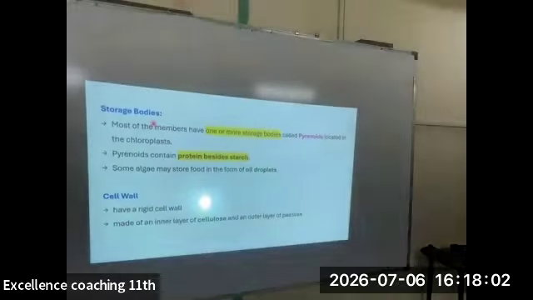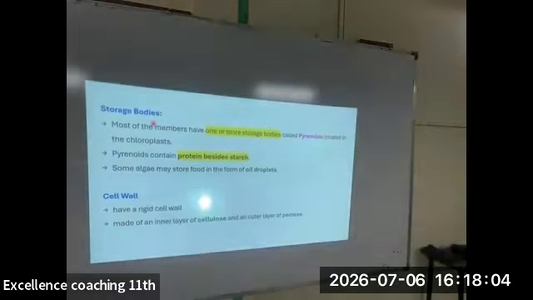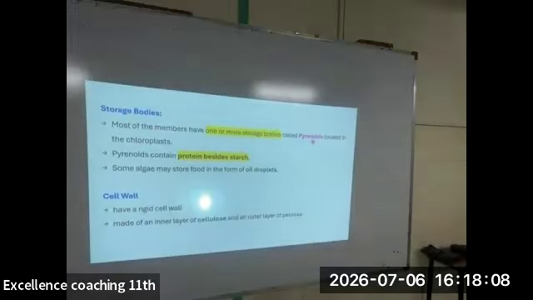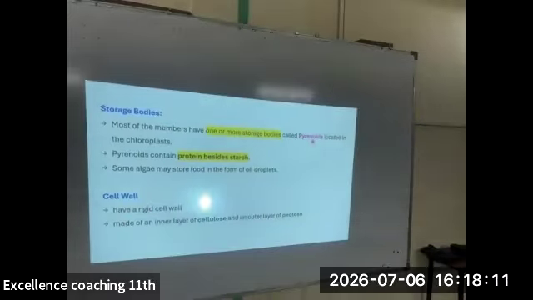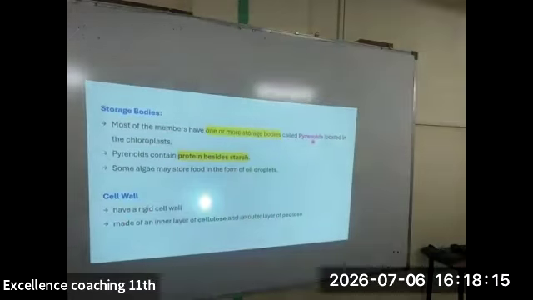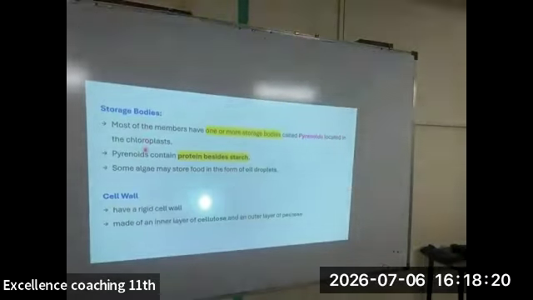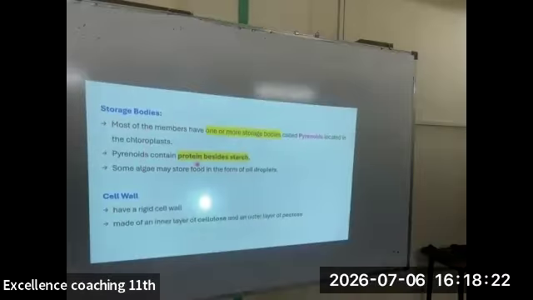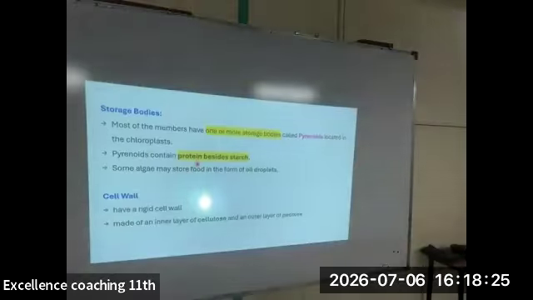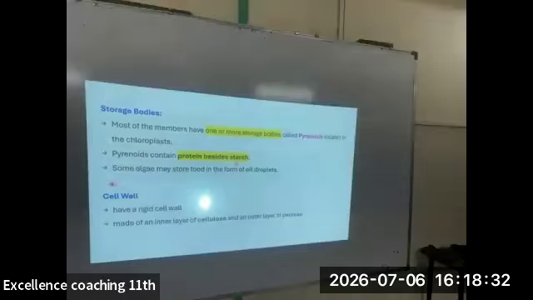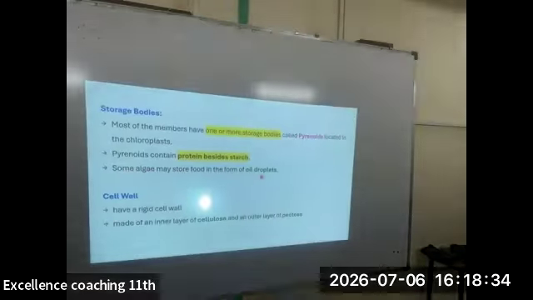Storage bodies: the food which they consume, in which form is it stored? It is stored in the form of pyrenoids. So the storage food here is not starch but pyrenoids, located again in the chloroplast. What is the pyrenoid made up of? It is protein plus starch. Then some algae may store food in oil droplets.